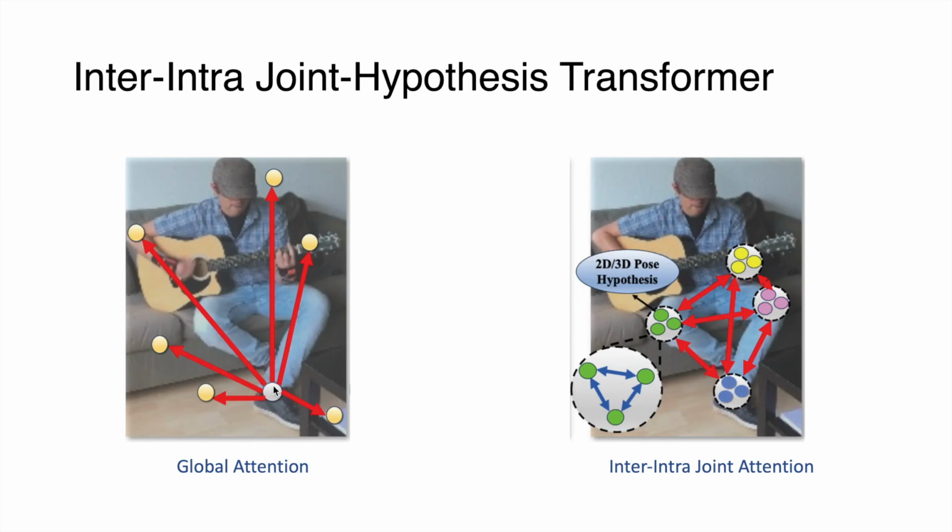Our third innovation is our inter-intra-joint hypothesis transformer. Compared to the global attention that focuses on a holistic region, we leverage the joint features and inter-intra-joint attention to capture body part correlations and aggregate our pose hypotheses.